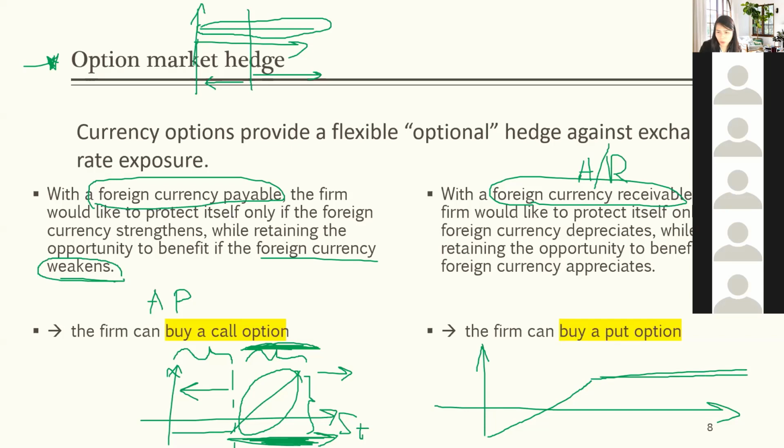So if you buy a put option, it will give you exactly that, right? So on the downside, this is when the foreign currency depreciates. When the foreign currency depreciates, a put option will give you profit, and this will be the financial protection against the loss in your account receivable. At the same time, on the upside, when the exchange rate increases, you don't have to exercise the put option, which leaves you with some flexibility to take advantage of an upside movement. Okay.